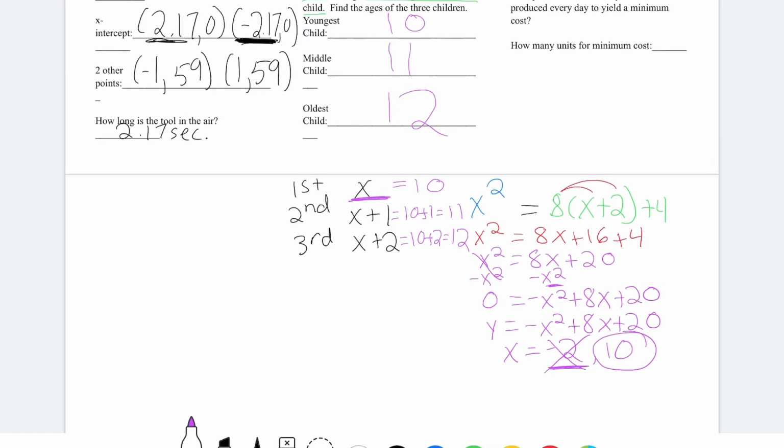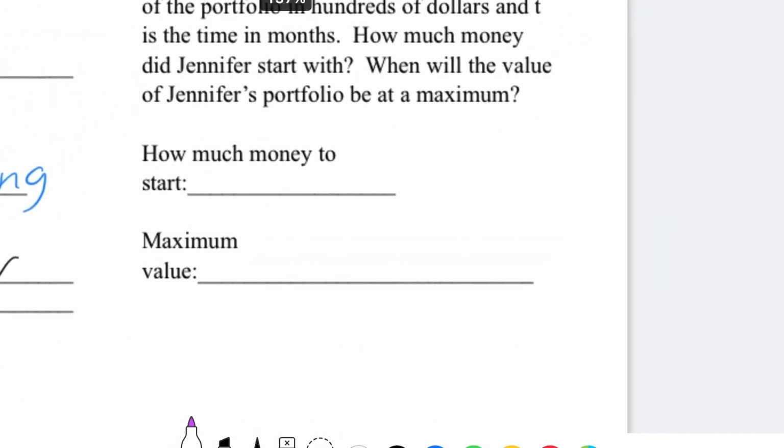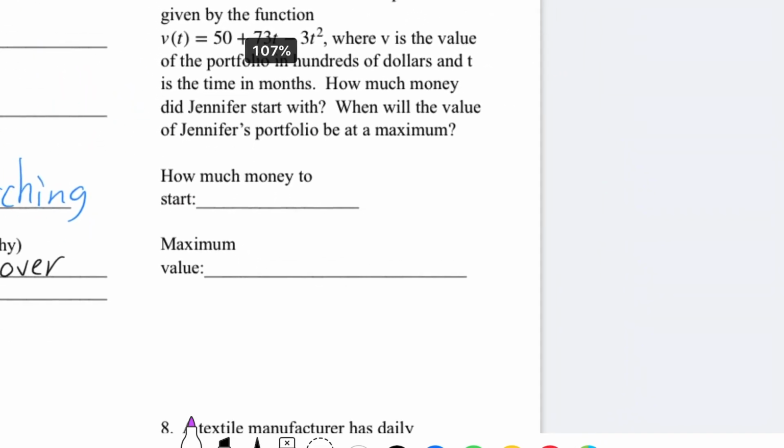Again, if I'm going too fast, please pause it. You can email me, whatever you need to do. And then we go on to number 7.